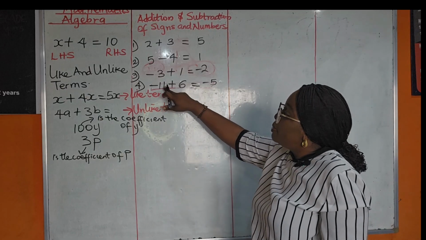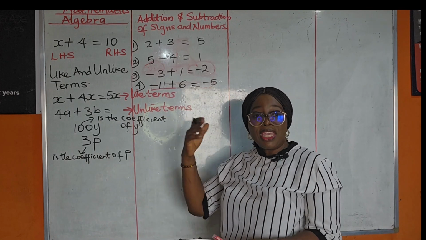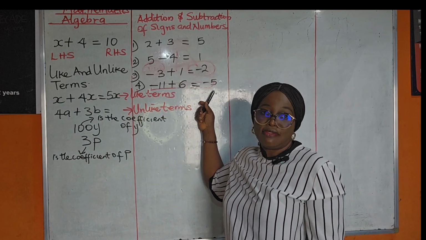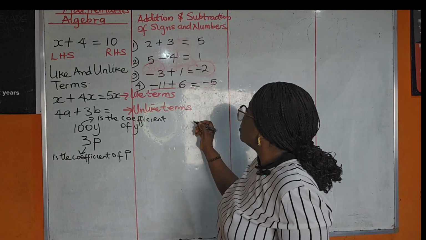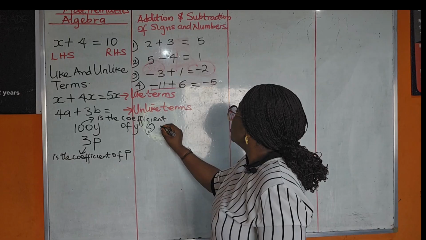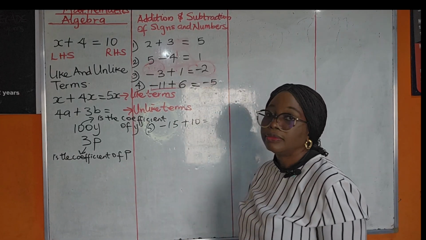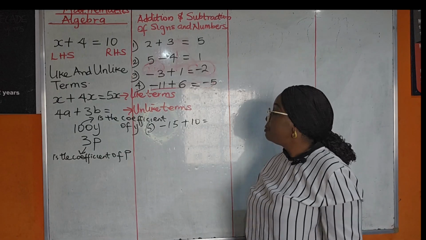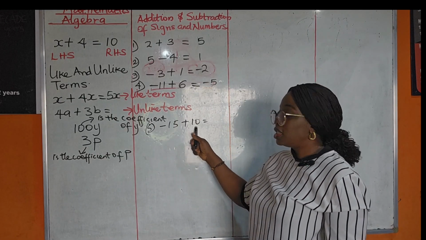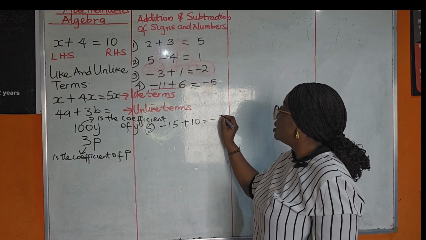Once the negative number is way bigger than your positive number, you'll be getting a negative result, a negative answer. Let me give another example. For example, if you have something like this, minus 15 plus 10. This is a negative number bigger than this positive number. So definitely you're going to have a negative answer.